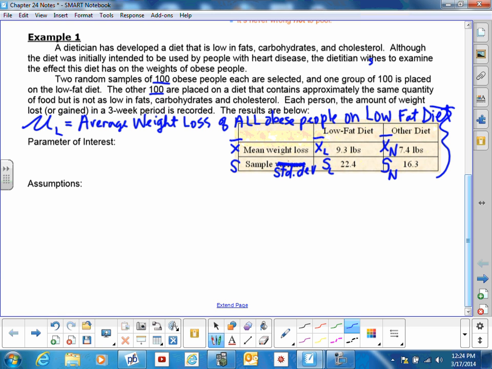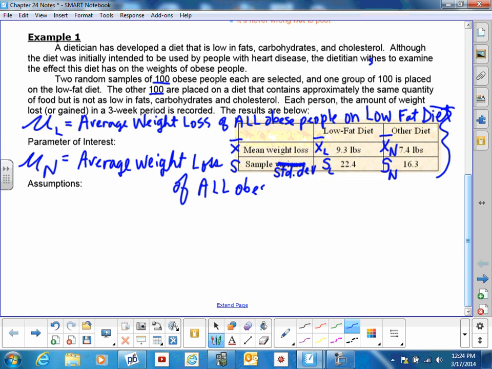Okay, and then I have a mu for my not low-fat diet. So that's going to be the same thing, but it's on the not low-fat diet. So average weight loss of all. I like to emphasize that I am going to make an inference about the population from my one little sample. That's big. All obese people on, yeah, not on the low-fat diet.